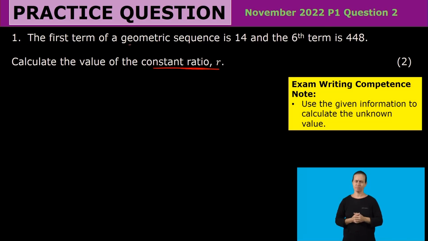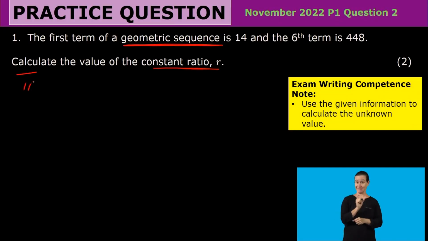Now remember, we are being told that this is a geometric sequence, and we are going to use that knowledge to find the constant ratio. Now, what do we know about a geometric sequence? Well, we know that the general term is Tn equals A multiplied by R exponent n minus 1. So that is what we are going to focus on there.